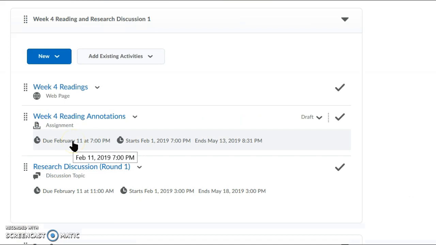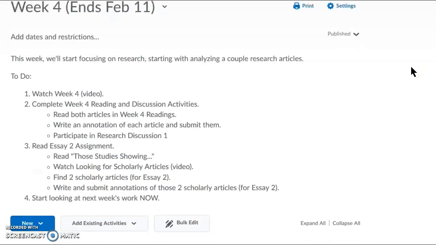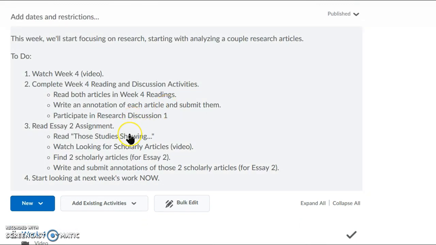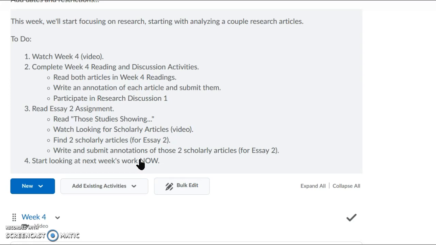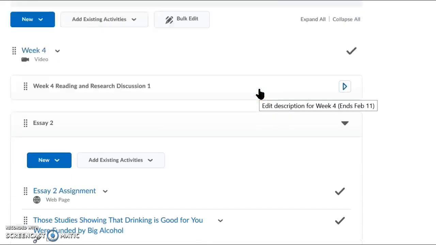Okay, so that's everything in this folder. This is sort of preparatory work for essay 2. I'm going to go ahead and close that folder up. We're going to go take a look at the rest of this. So, I want you to read an article. I'll show you that in just a second. Watch the Looking for Scholarly Articles video. No problem there. And find 2 scholarly articles for essay 2. Obviously, you need to look at the essay 2 assignment there as well. And then finally, write and submit annotations of the 2 articles you're reading for essay 2.